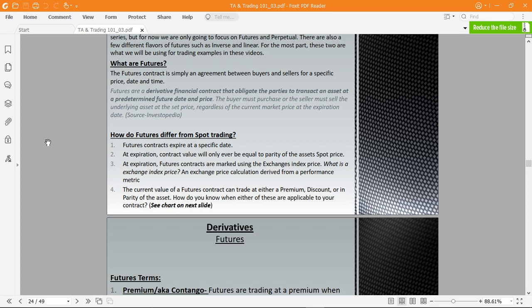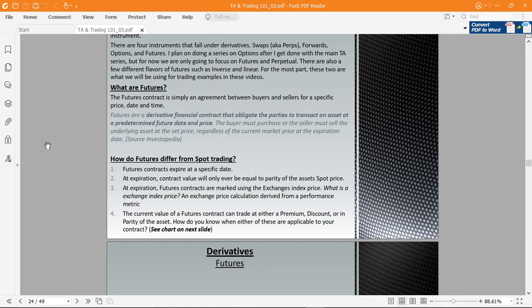Number 4, the current value of a futures contract can either trade at a premium, discount, or in parity of the asset. So how do we know when either of these are applicable to our contracts?